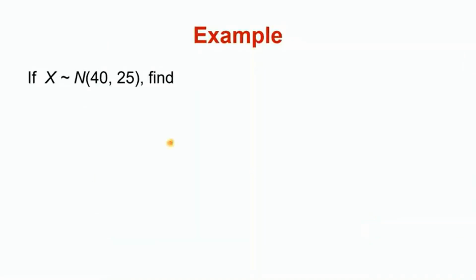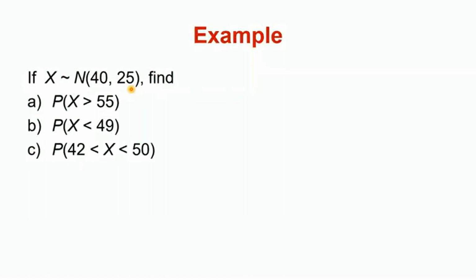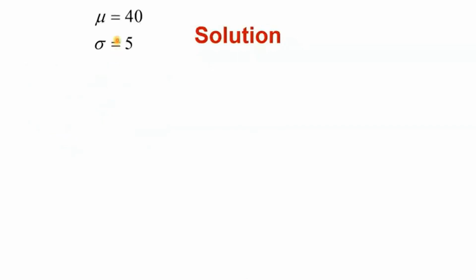Example: x belongs to the normal distribution with the mean equal to 40 and variance 25. Because variance is 25, the standard deviation is 5. How to find the probability of x more than 55? Mean is 40 and standard deviation is 5. Probability of x more than 55.